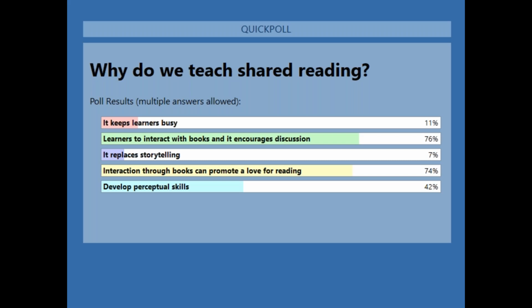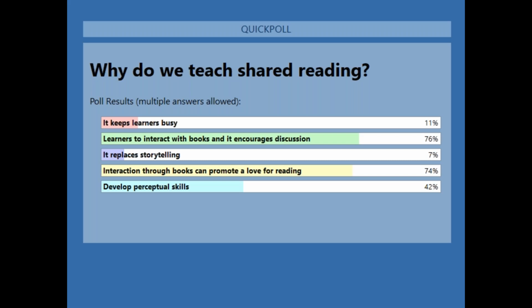76% of you indicated that the learners need to interact with the books. You know, we want to create that love for reading. We want them to see how we use a book. We want them to actually go copy whatever was done with our shared reading lesson. And we want to build on so many skills as we do it.